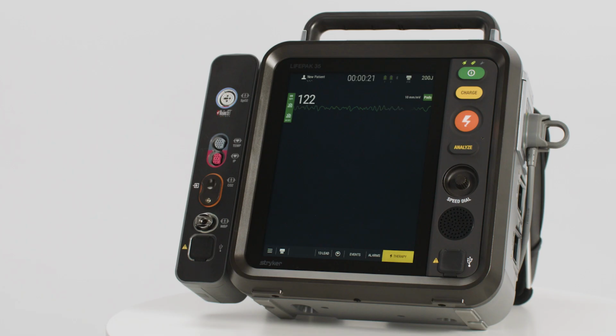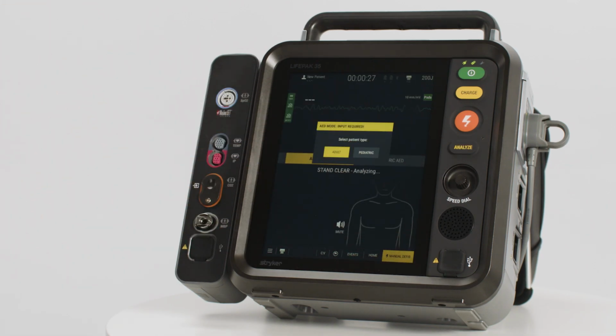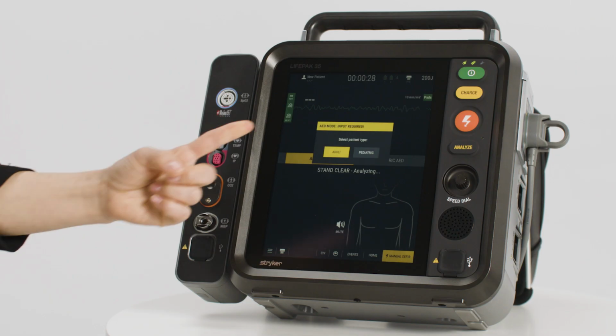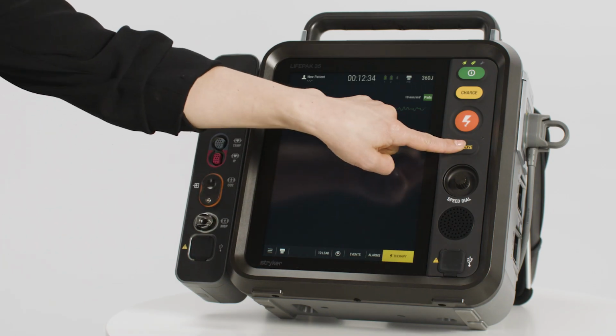You should prepare the patient's skin for therapy electrode pad placement. Apply the therapy electrode pads to the patient's chest in the anterior lateral position. If the defibrillator starts in manual mode, push the Analyze button and the patient type pop-up will appear. If the monitor defibrillator starts in AED mode, push Analyze prompts will begin and a pop-up will appear to select patient type. To initiate the analysis, push the Analyze button.